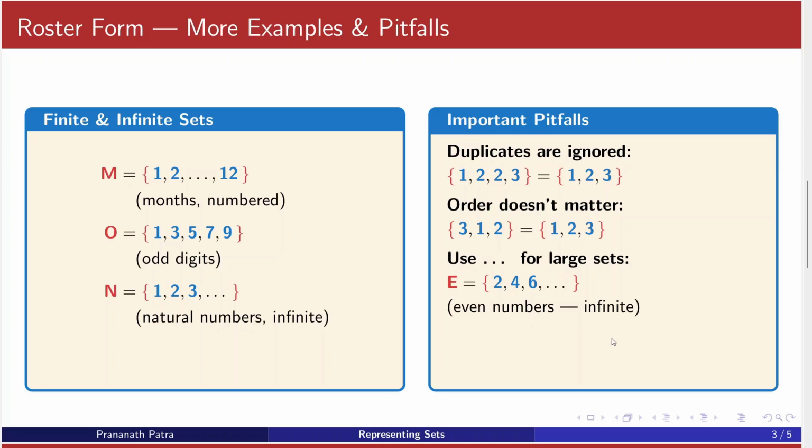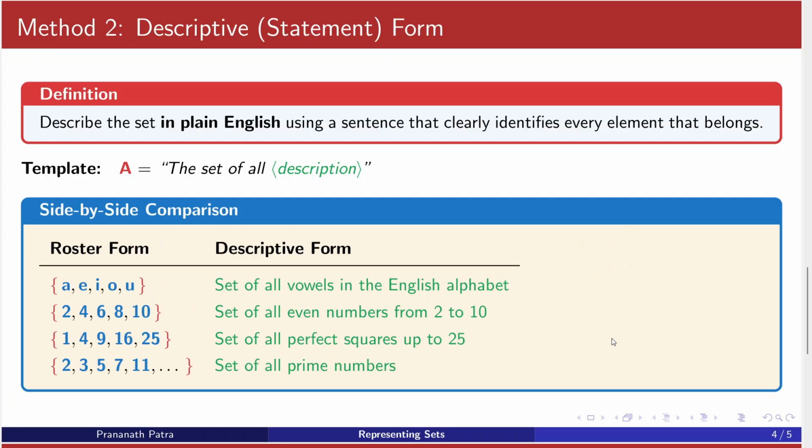We are now ready to move on to our second method of writing sets. This is called the descriptive form, or sometimes the statement form. If the roster form was all about making lists, the descriptive form is all about using words. By definition, you describe the set in plain English. You use a sentence or a phrase that clearly and perfectly identifies every single element that belongs inside that set.